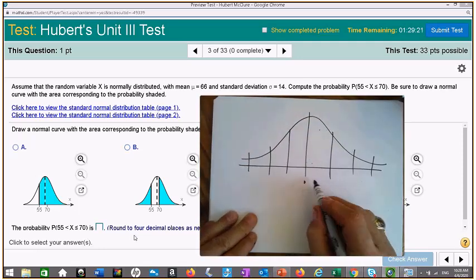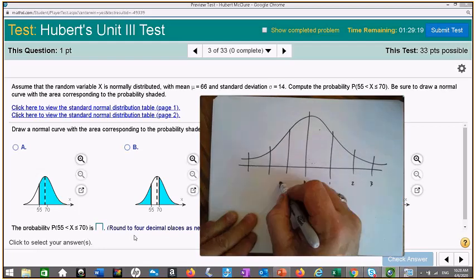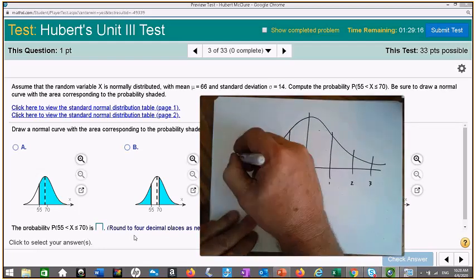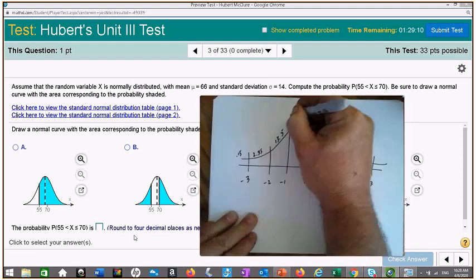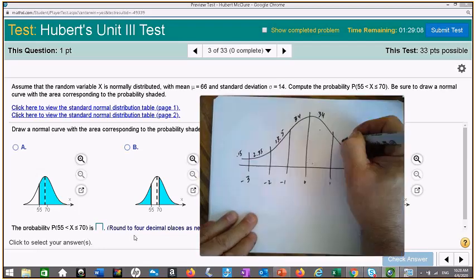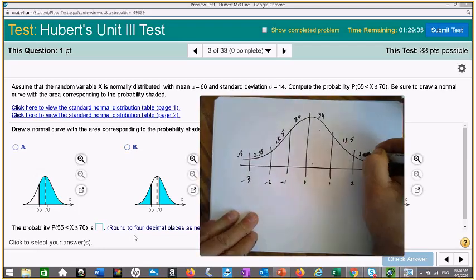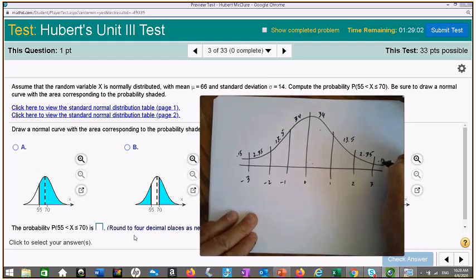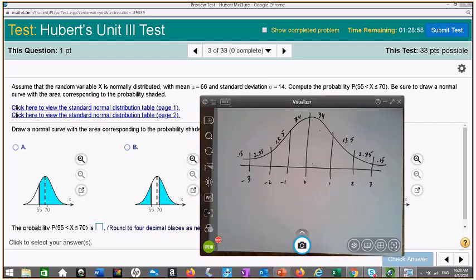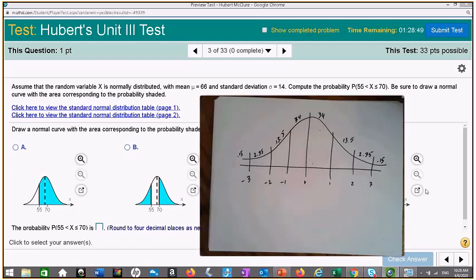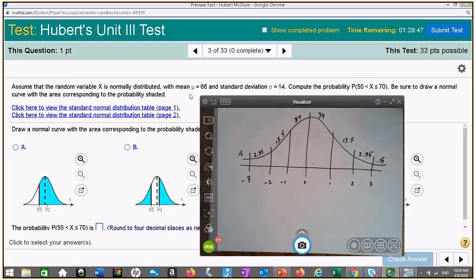Zero, 1, 2, 3, -1, -2, -3, 0.15, 2.35, 13.5, 34, 34, 13.5, 2.35, and 0.15. All right, so now I've done the first part of the sentence. It says compute the probability of being between 55 and 70. Oh, I forgot to do the 66.